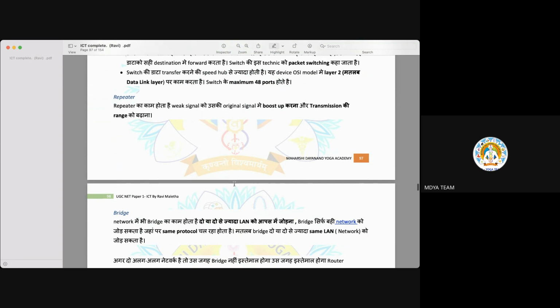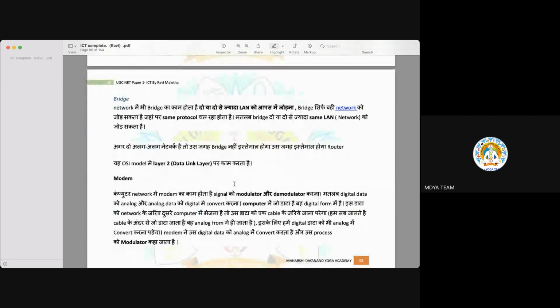Then there is a bridge. Bridge is used when two or more LANs have to be connected with each other. So bridge is that network which runs on the same protocol as the various LANs are following. So this is again a very efficient and very useful type of network, because it helps to communicate between the various LANs of a single organization.